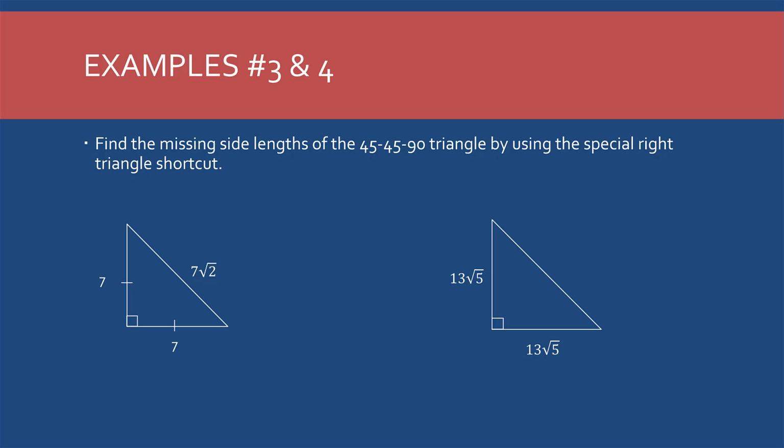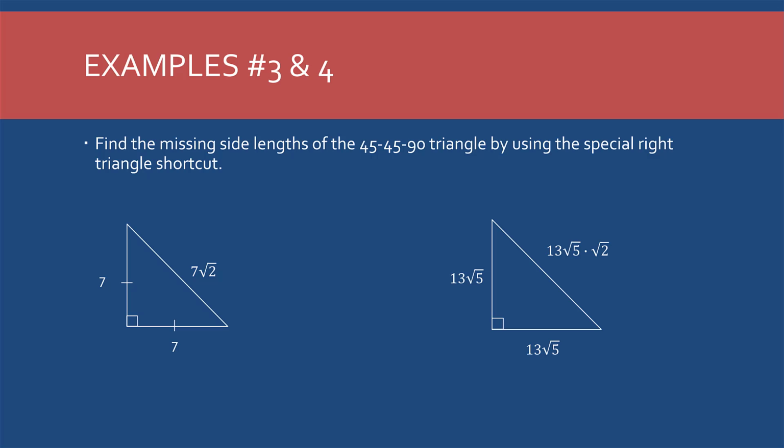Now, a small exception would be a problem like the one on the right, where my side length has a radical in it. In this case, 13 square root 5. Okay? But it does still follow the pattern. Remember, it's the side length times the square root of 2. So my side length is 13 square root 5, and then I'm going to times it by the square root of 2 for my hypotenuse.